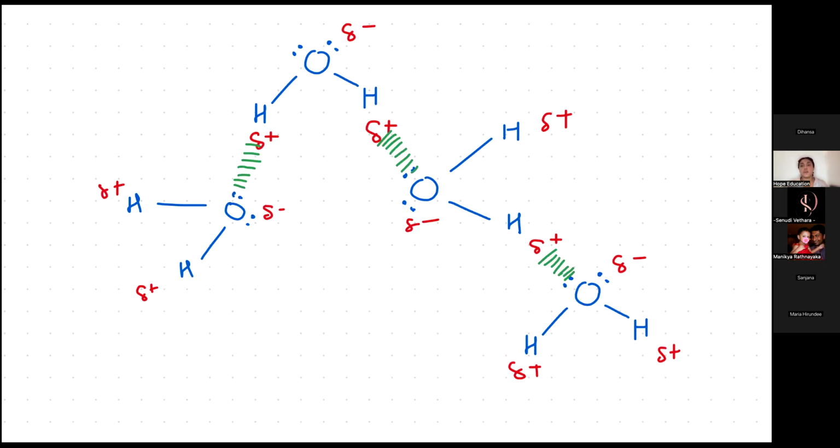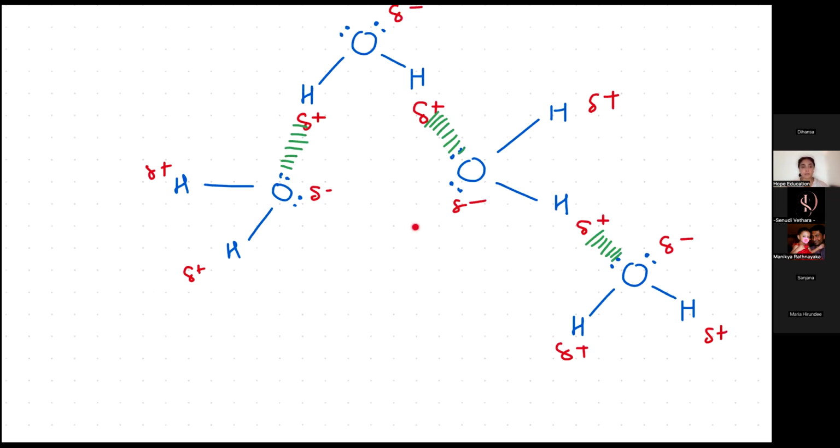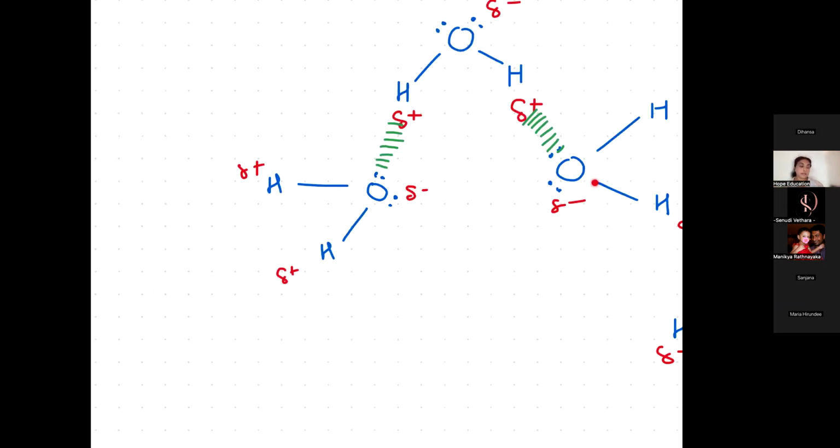Okay? Is it clear to you? Give me a thumbs up if it's clear. Others? Okay. So we call these intermolecular bonds, intermolecular forces, or intermolecular attractions.